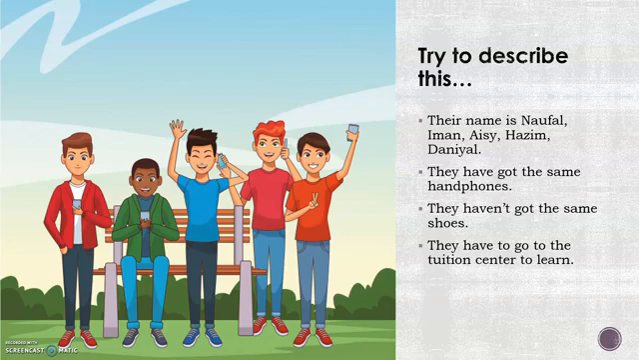Okay, what if we are going to describe many people or plural nouns? As you can see, we have five people: Naufal, Iman, Aish, Hazid, and Daniel. They have got the same phone. As you can see, the difference is that has is for singular and have is for plural. The special case is the one that uses I. And then in the next example, they haven't got the same shoes. As you can see, each of them has their own color of shoes. They don't have the same color, so we have to use have not.